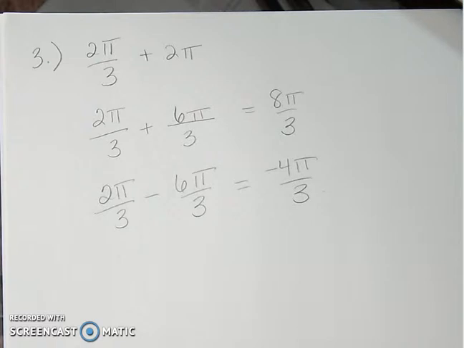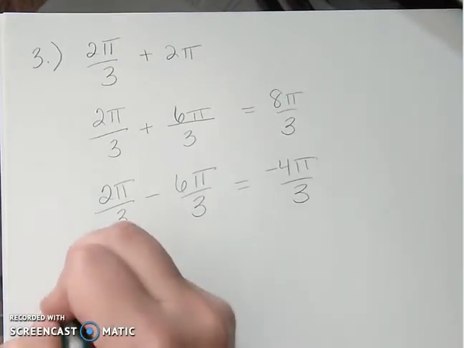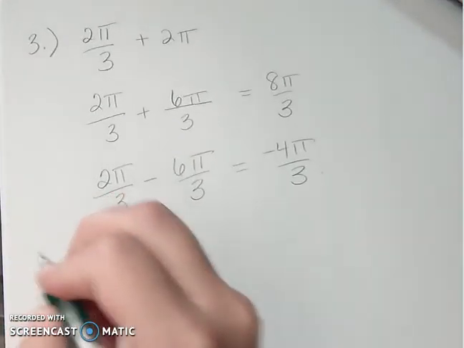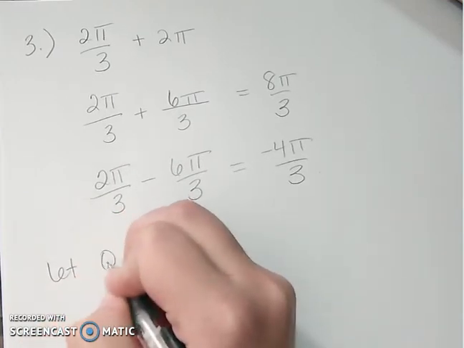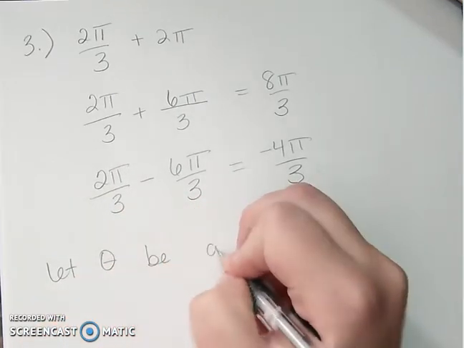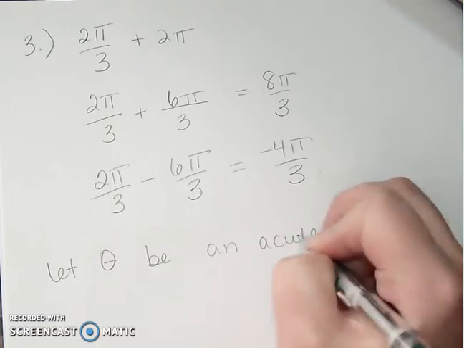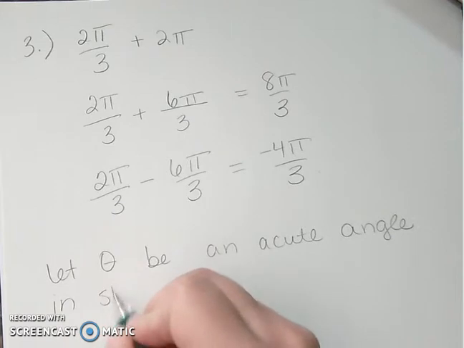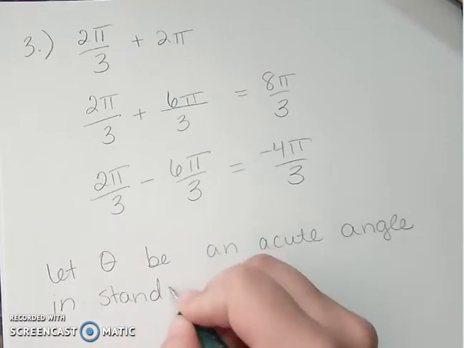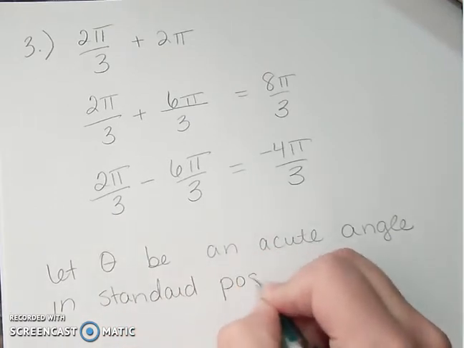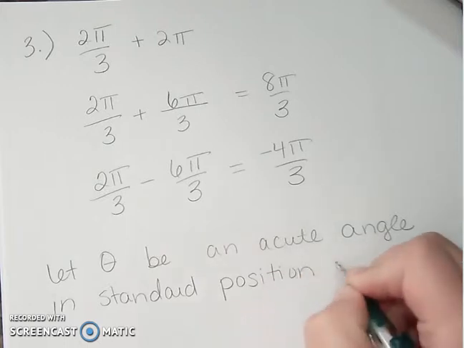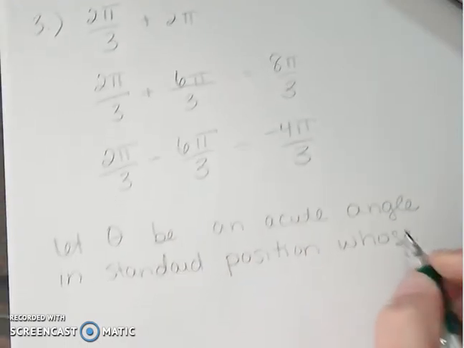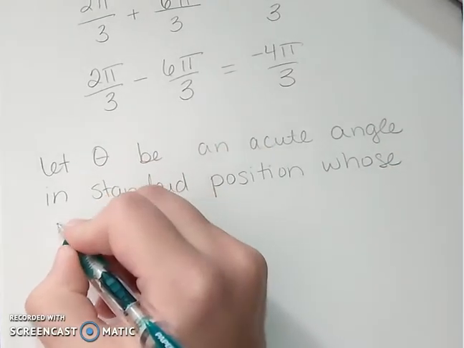Then next, kind of relating things to 4.2 and the fact of what if I said let theta be an acute angle in standard position whose terminal side contains the following ordered pair.